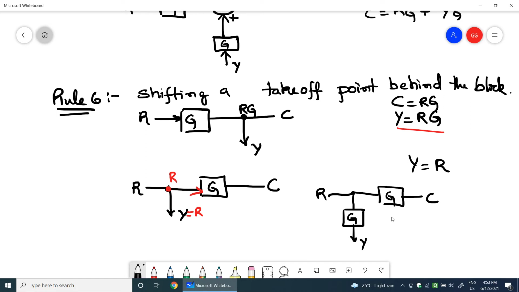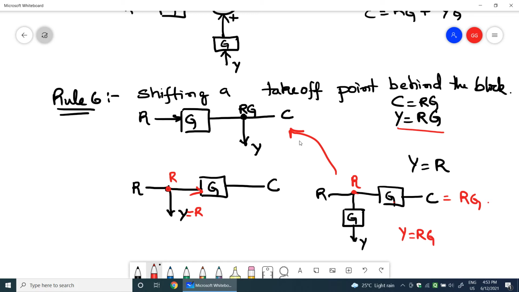So I think now the point is clear. Here at this point R is coming and that is getting multiplied by G, therefore Y is equal to R into G. At this point R is coming, so R is getting multiplied by G, therefore C is also equal to R into G. So this is equal to this.